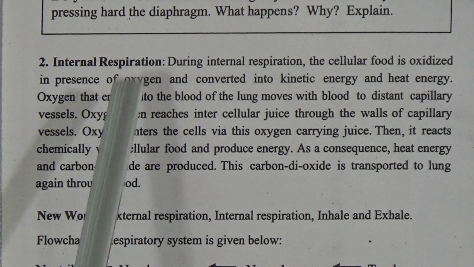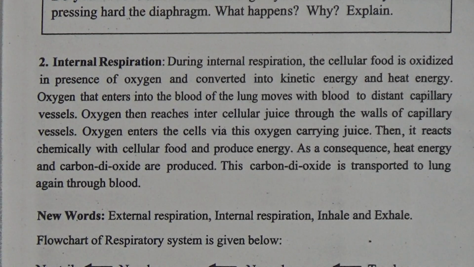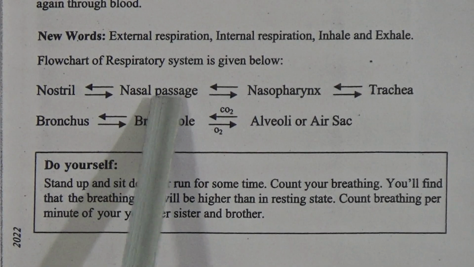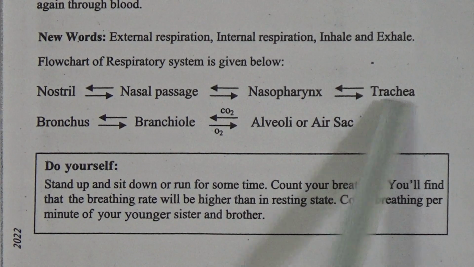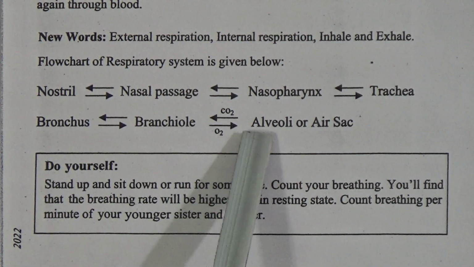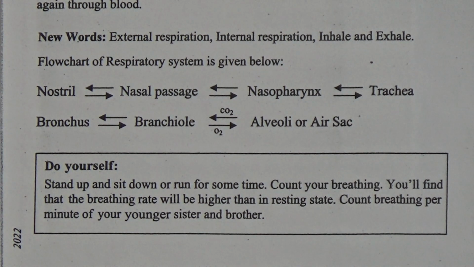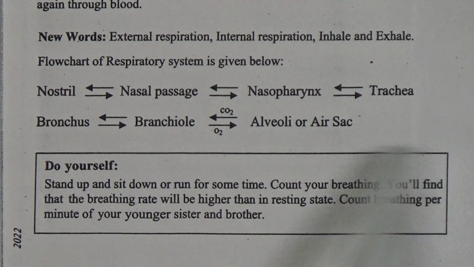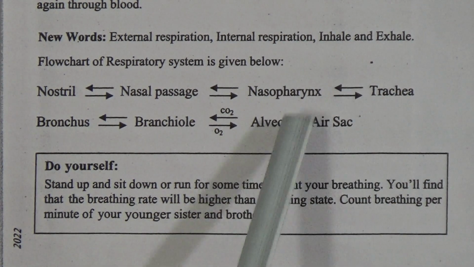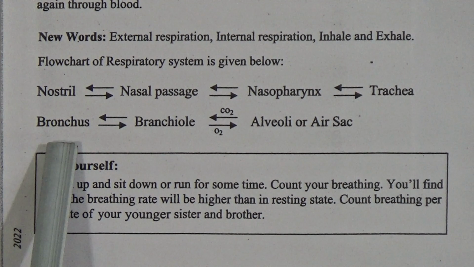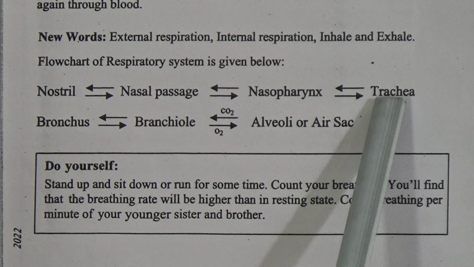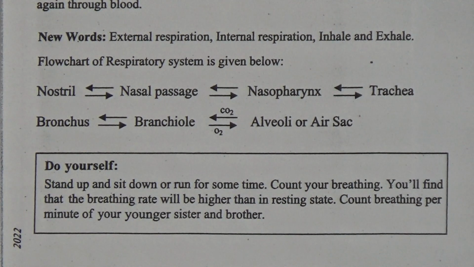We take oxygen from the nostril, and it goes through the nasal passage, then to the nasopharynx, then to the trachea. Then it goes to the bronchus, bronchioles and alveoli, or air sacs, inside our lungs. Then carbon dioxide mixed gas comes out from the alveoli, goes to the bronchioles, then the bronchus, the trachea, the nasopharynx and the nasal passage, and comes out through our nostrils.